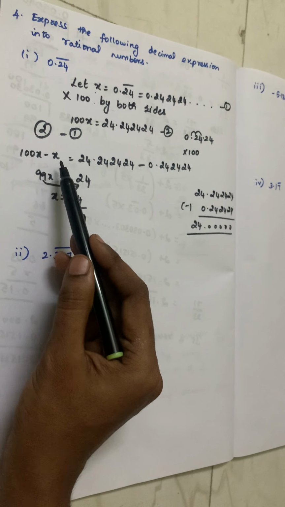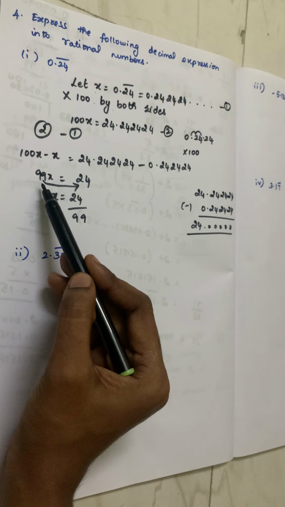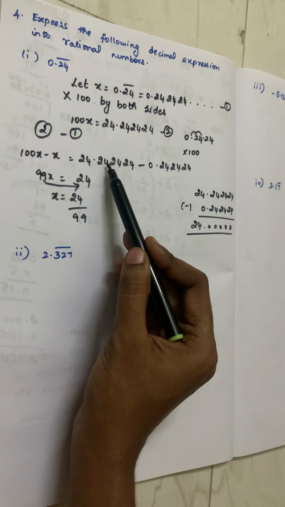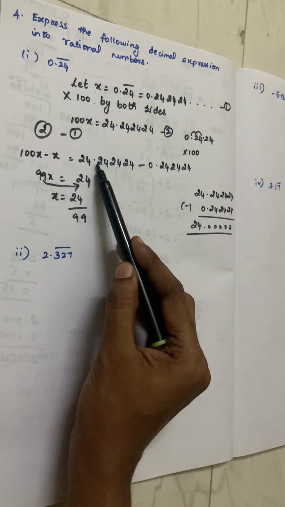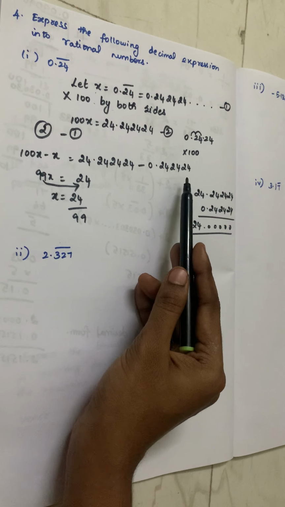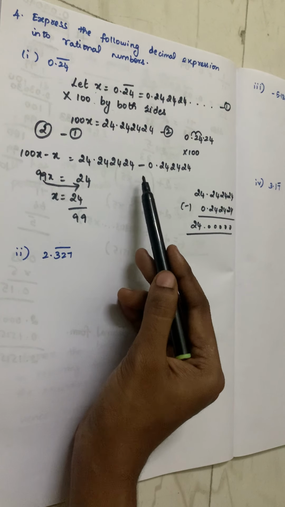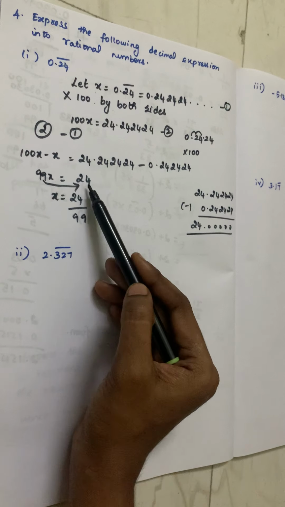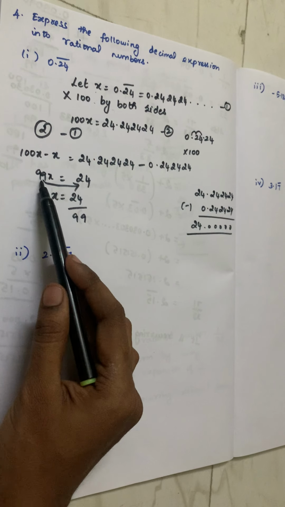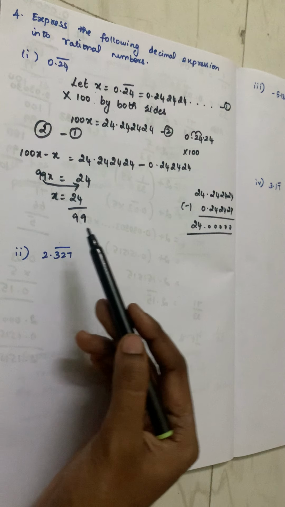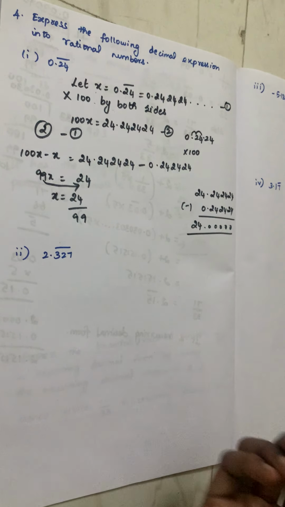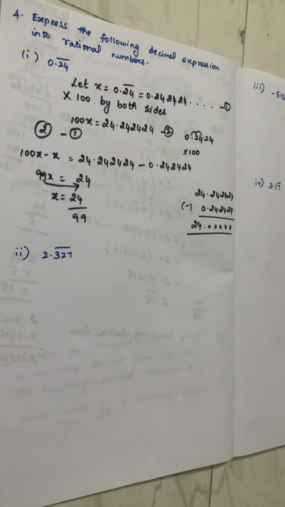So 100x minus x is 99x equal to, if you subtract these two you will get 24.00, because after the decimal point the numbers are the same. So if you subtract you will get zeros only. So the balance will be 24. This 99 goes to the right side, meaning it will be in the denominator. So x is equal to 24 by 99. Next we can move on to the second sum.